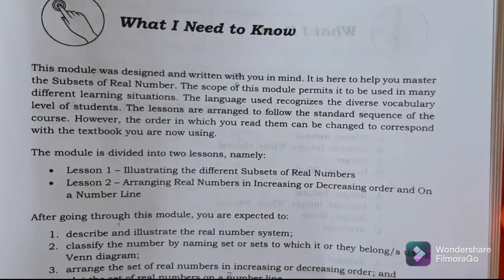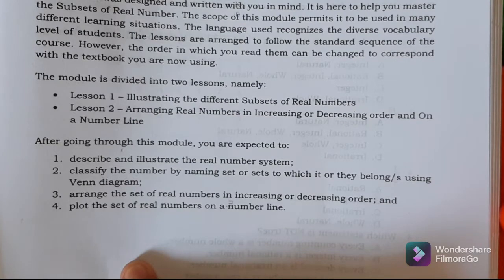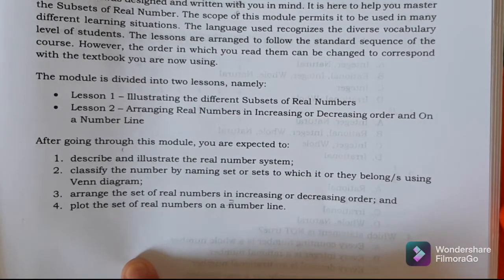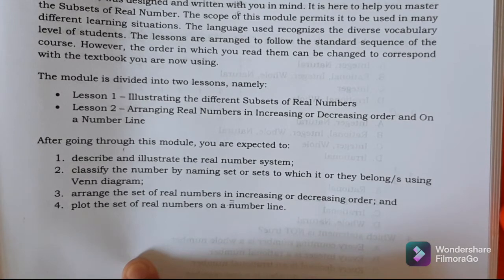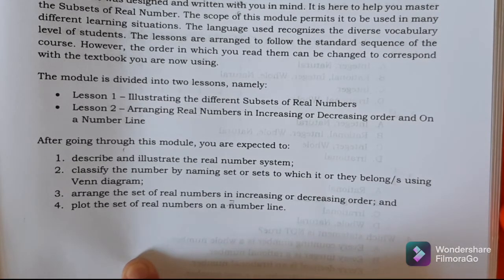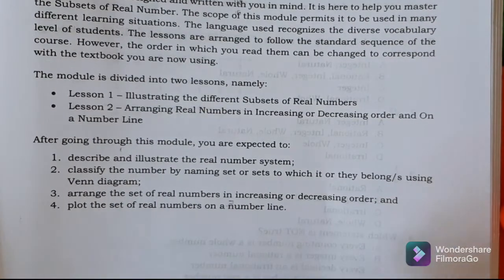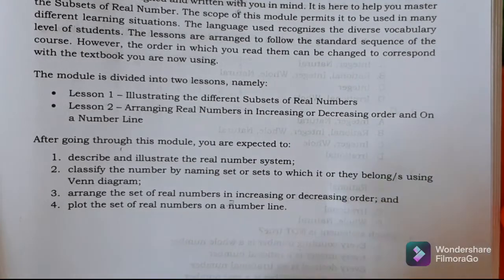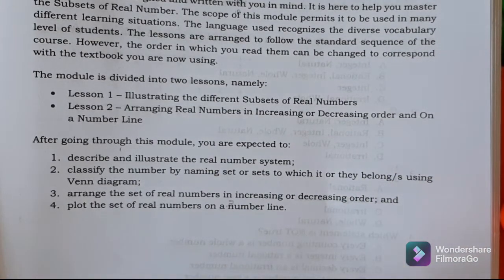So we have 4 objectives. The first one, describe and illustrate the real number system. Number 2, classify the number by naming the set or sets to which it or they belong using a Venn diagram. Number 3, arrange the set of real numbers in increasing, okay, pataas, or decreasing order, pababa. And finally, number 4, plot the set of real numbers on a number line.